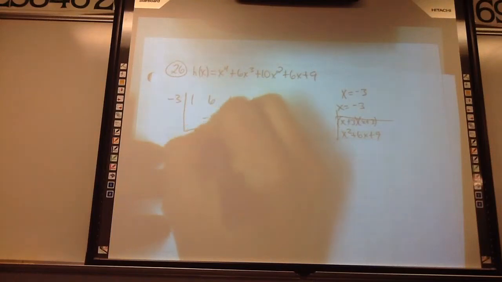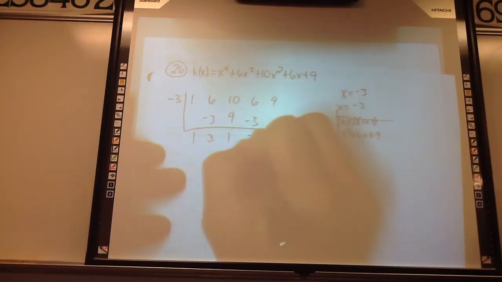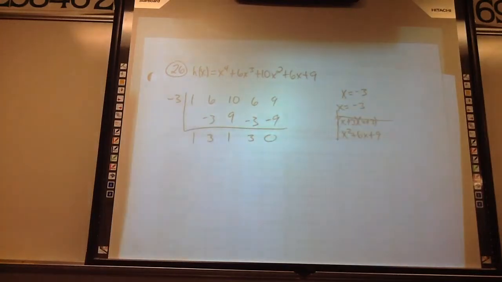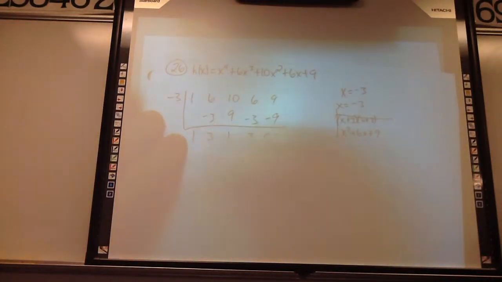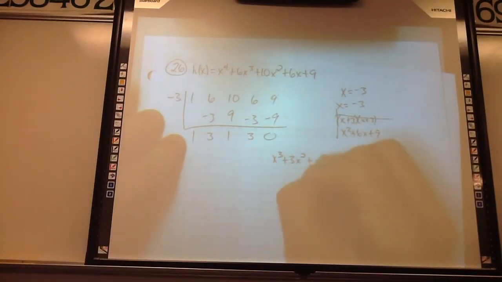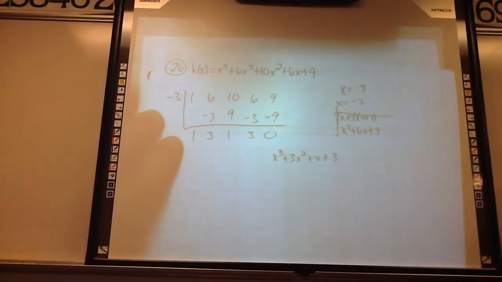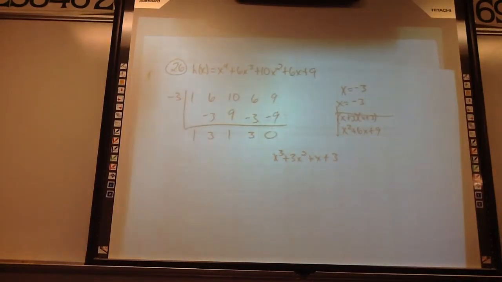So 1, negative 3, 3, 9. And actually, you could stop. If you only did it once, you'd have x to the third plus 3x squared plus x plus 3. You could actually factor that by grouping. But if you don't want to do grouping, you could go another step.